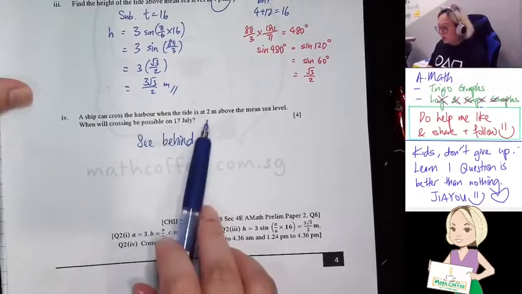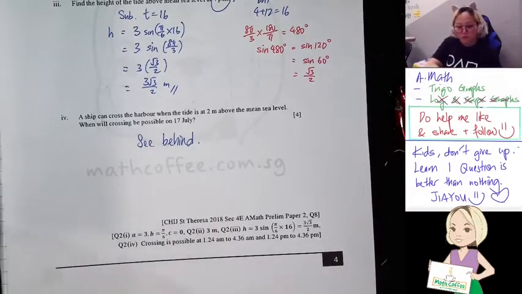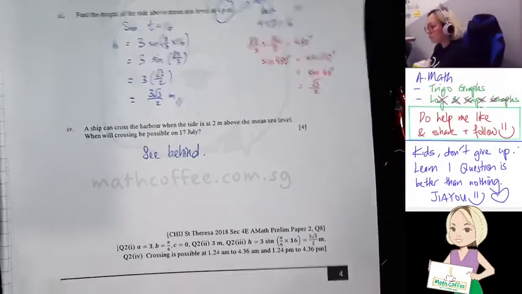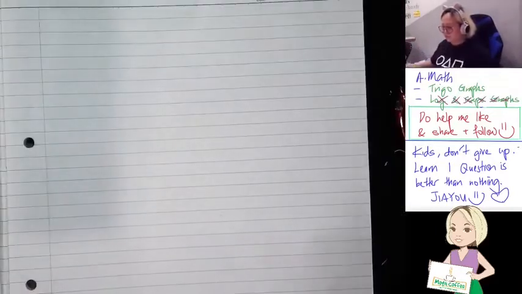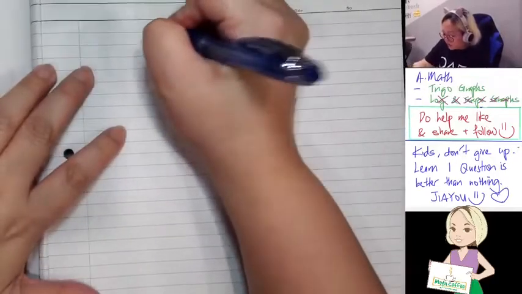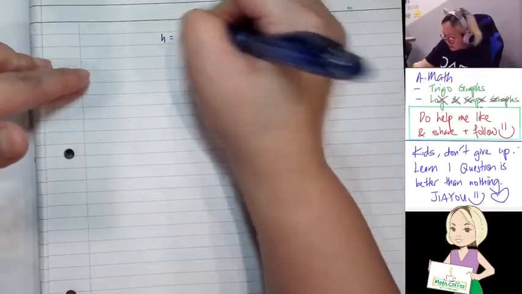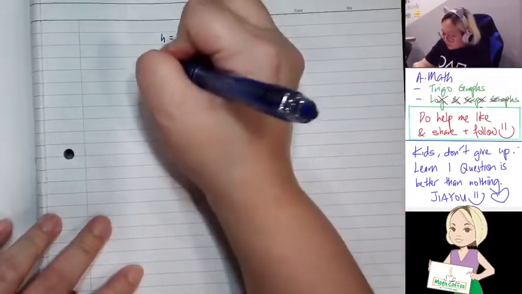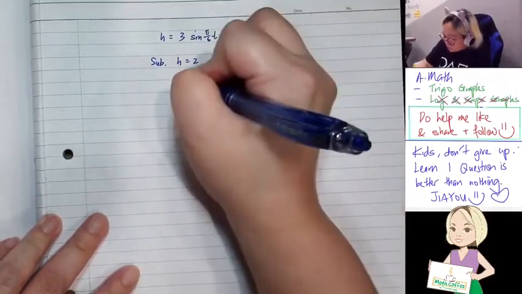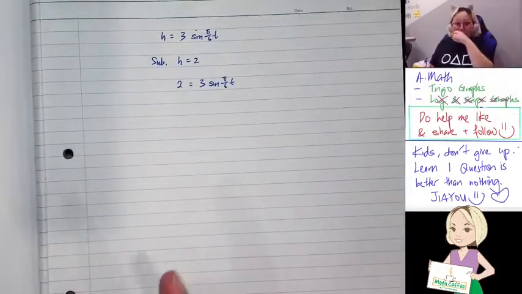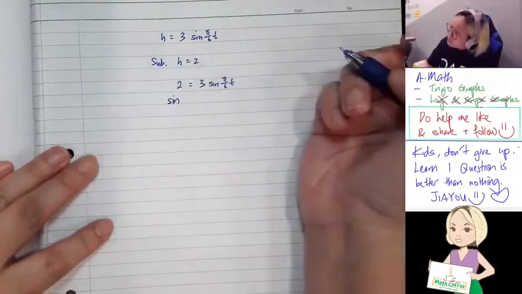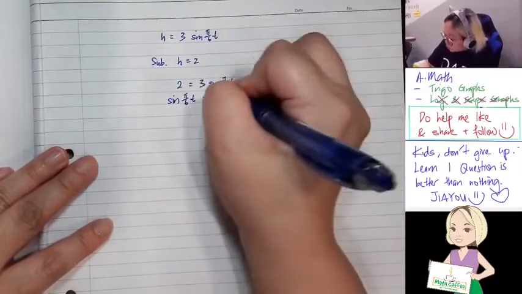So let's sub in our h equals to 2. Give me a moment. Okay. So we will write h is equal to 3 sine pi over 6 t. So I'm supposed to sub in h equals to 2. So it becomes 2 equals 3 sine pi over 6 t. So you're supposed to solve for t. Okay? So now I'm going to put sine pi over 6 t is equal to 2/3.